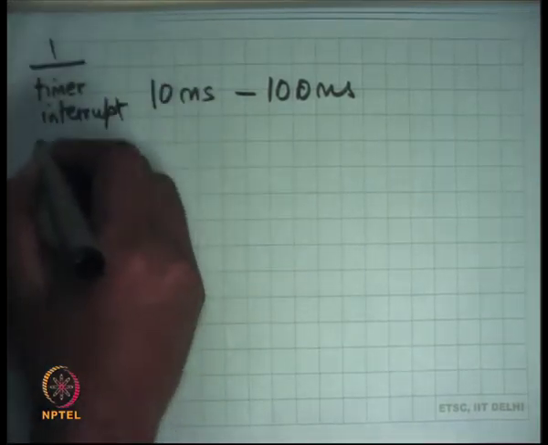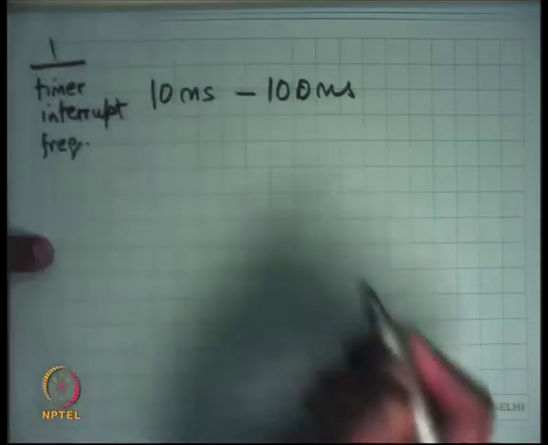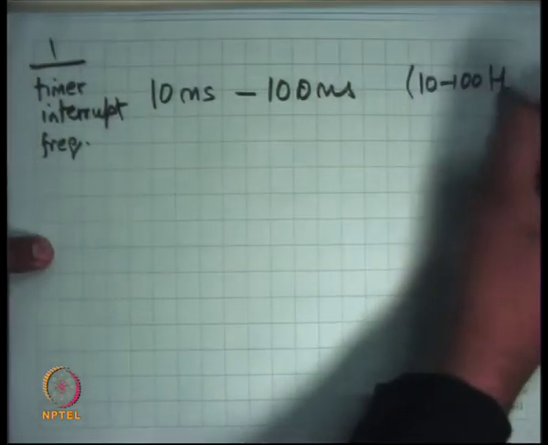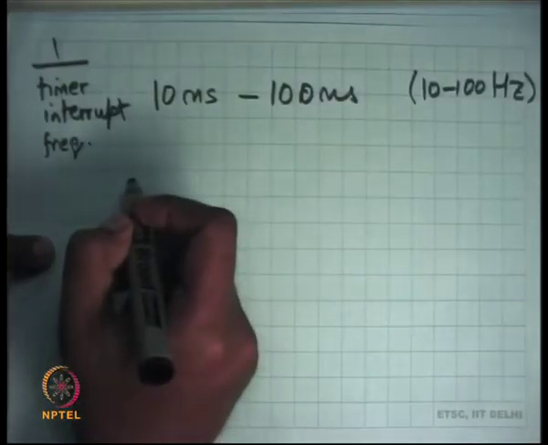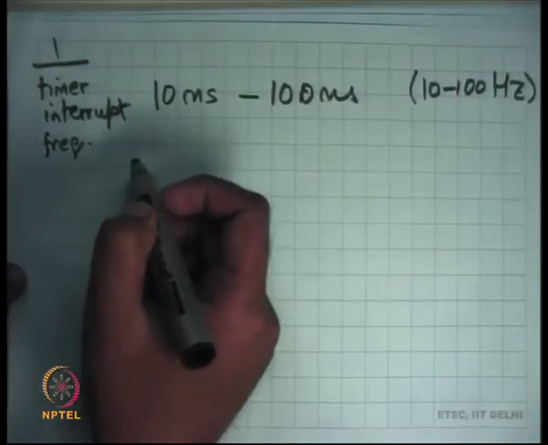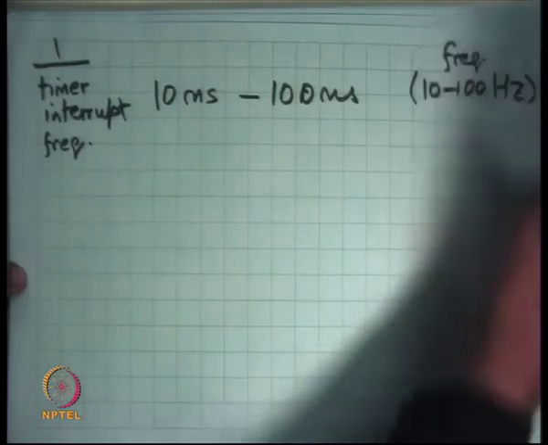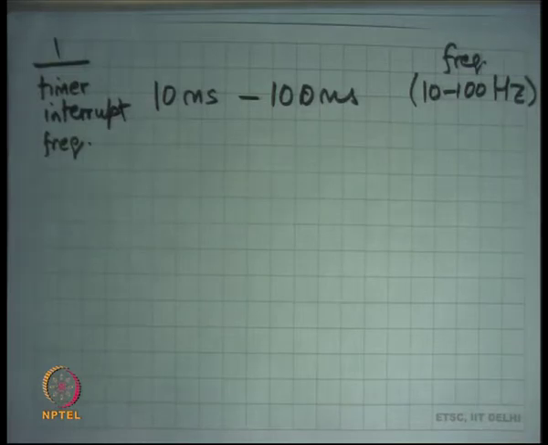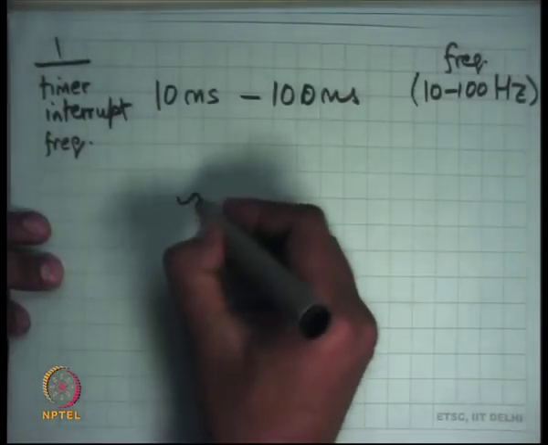This is 1 by timer interrupt frequency, right? So let's say 10 to 100 hertz. And at this frequency, how long does it take to execute one instruction on a modern processor? Let's say 2 point something gigahertz, so it's roughly on the order of 1 nanosecond.